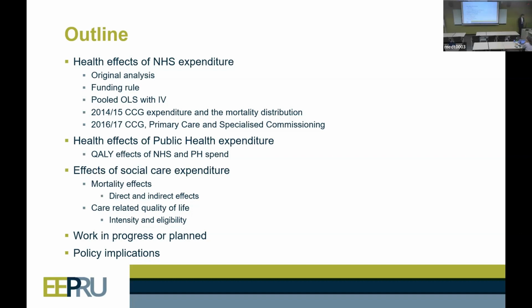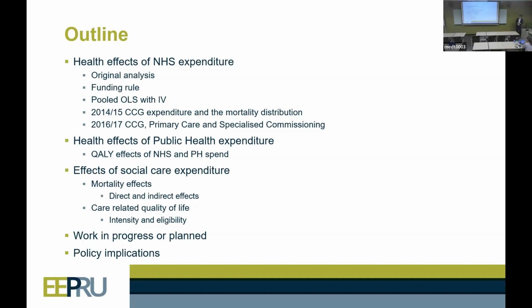I'm going to present different analyses that we've done, showing how the studies have evolved over time in terms of the identification strategy that we've used, but also how we've responded to the policy environment and the institutional background changing a little over time as more data has become available.